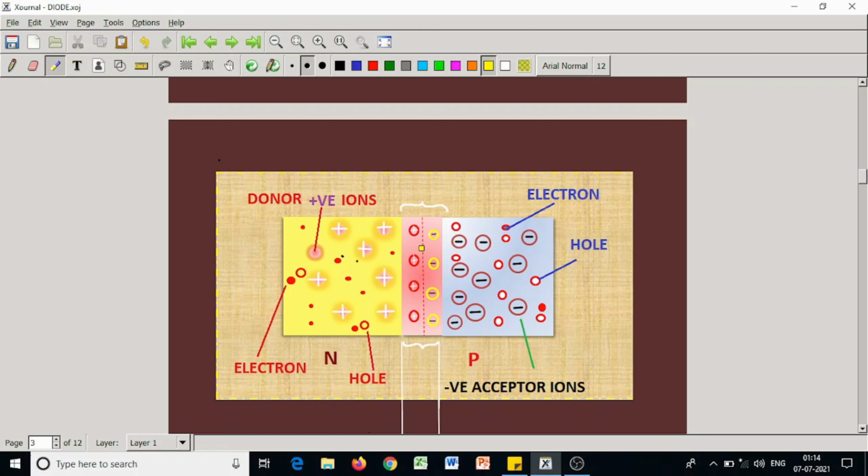Electrons and holes recombine here. So it is left with positive donor ions at the left hand side in the N side and negative acceptor ions at the right hand side, that is in the P side. So this is positive, this is negative. A field acts in this direction. This field helps the flow of minority carriers but resists the flow of majority carriers.